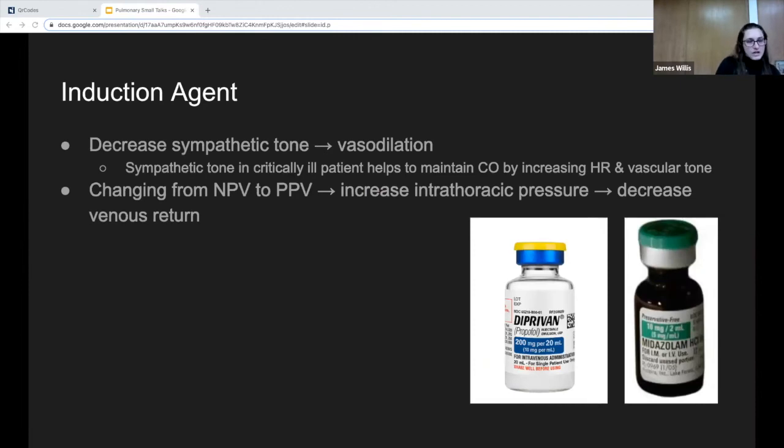Induction agents. Some induction agents have a side effect of hypotension, so they can decrease vascular tone and venous return. Also, any sedative agent that takes away an individual's conscious drive to survive, meaning their sympathetic response, can lead to hypotension and post-intubation collapse. Benzos and propofol can decrease sympathetic tone, which causes vasodilation. And in these critically ill patients, they're relying on their sympathetic response to maintain their cardiac output. Also, changing from negative pressure ventilation to positive pressure ventilation can increase intrathoracic pressure, which can decrease venous return.